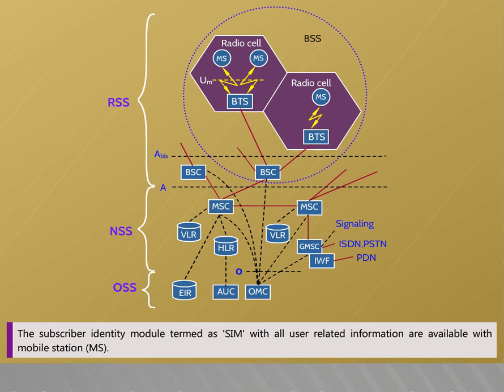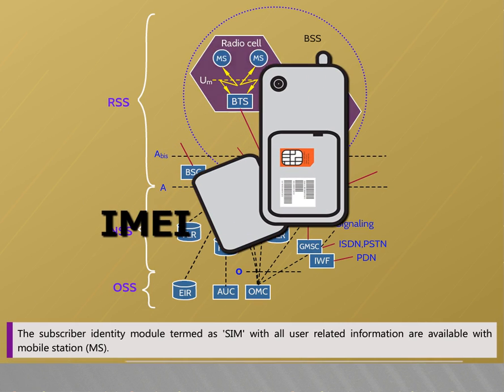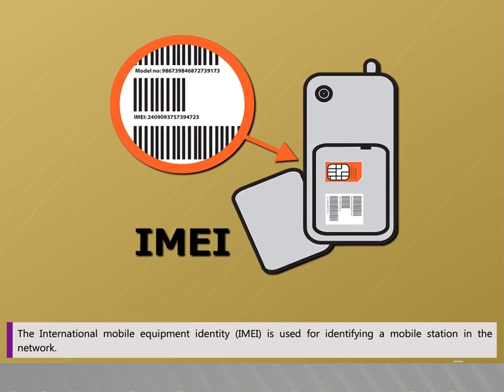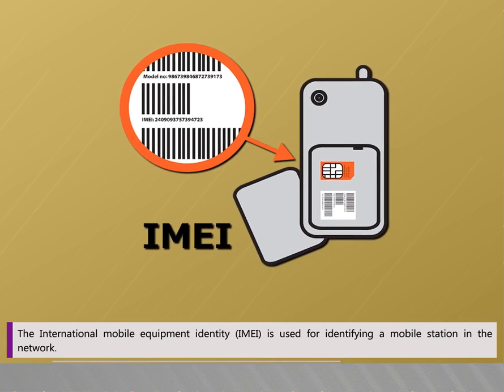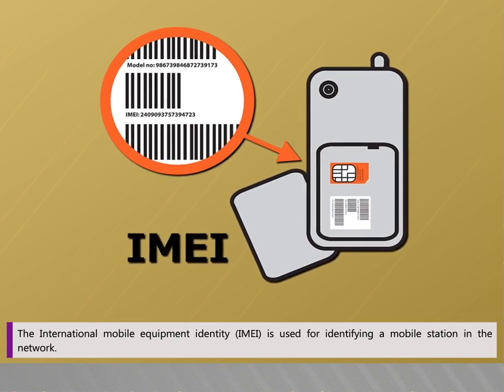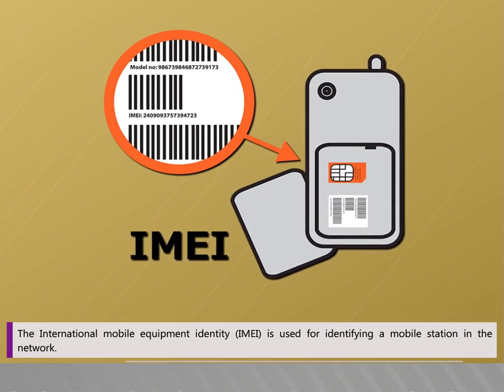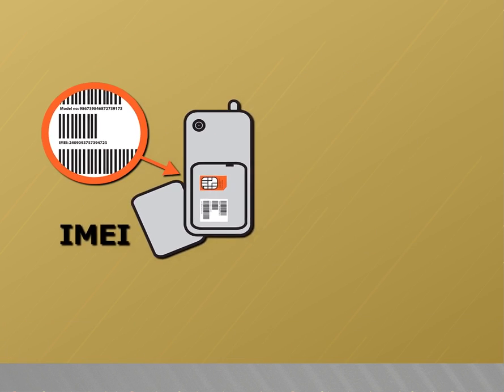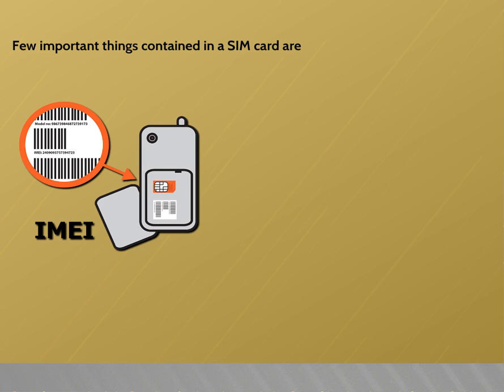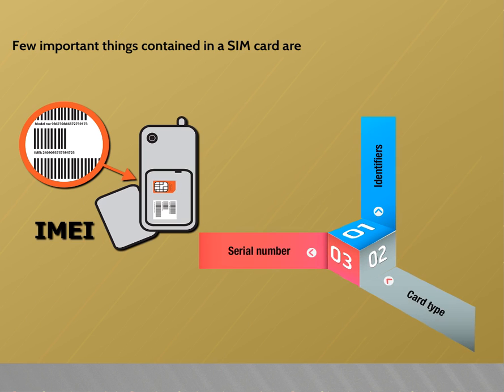The subscriber identity module, termed as SIM, with all user-related information, is available with mobile station MS. The International Mobile Equipment Identity, that is IMEI, is used for identifying a mobile station in the network. Few important things contained in a SIM card are identifiers, card type, serial number.